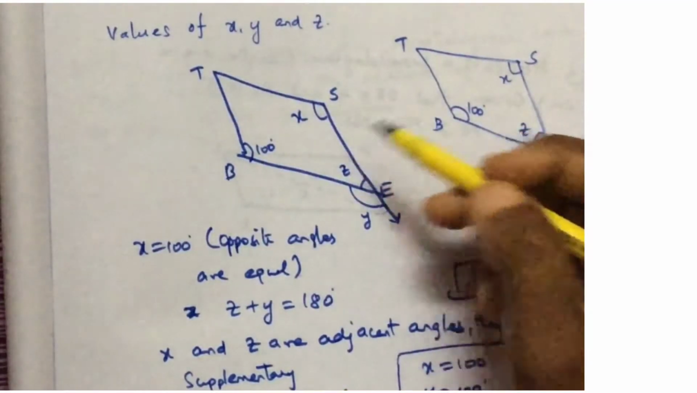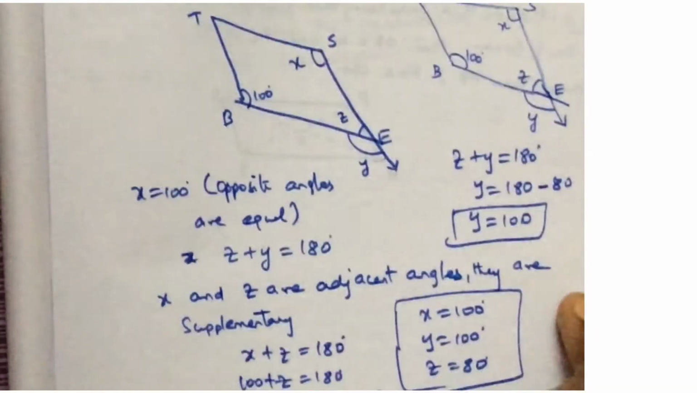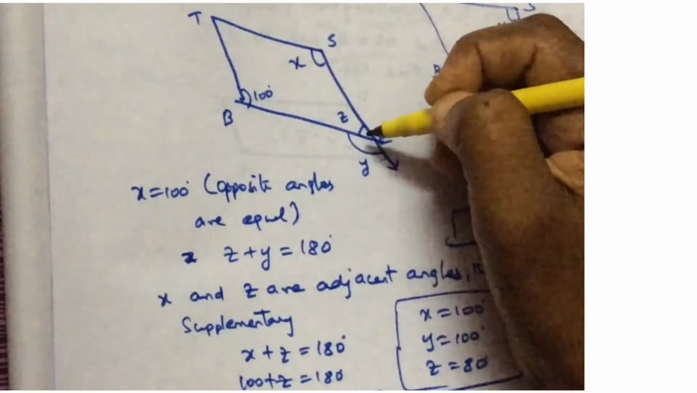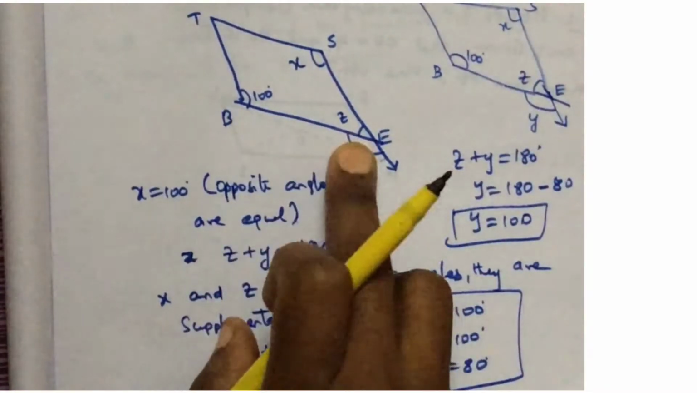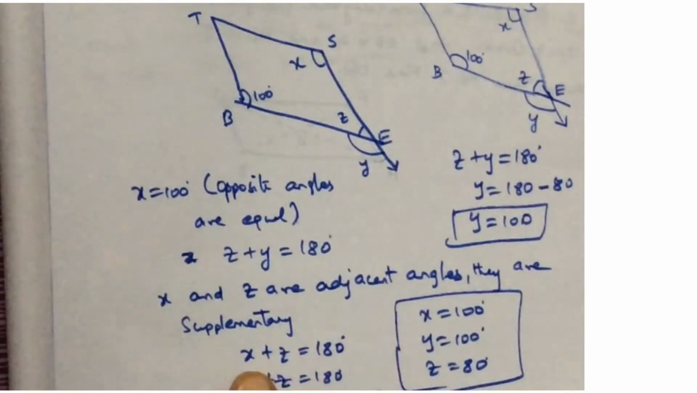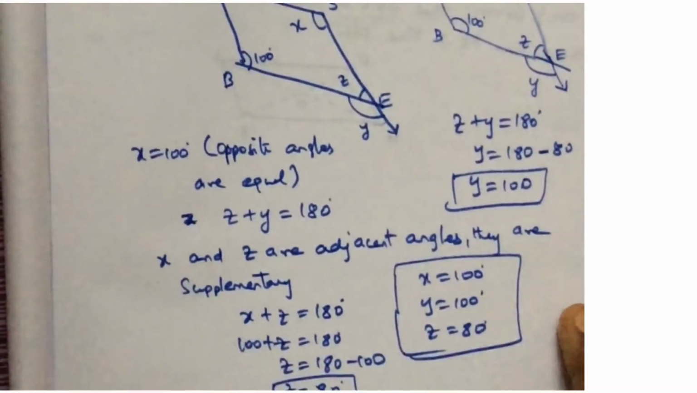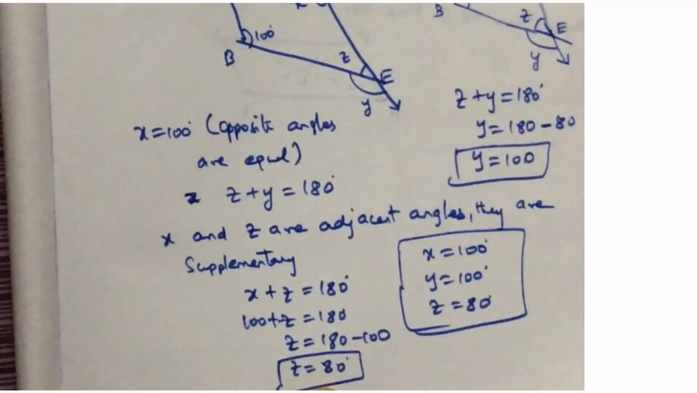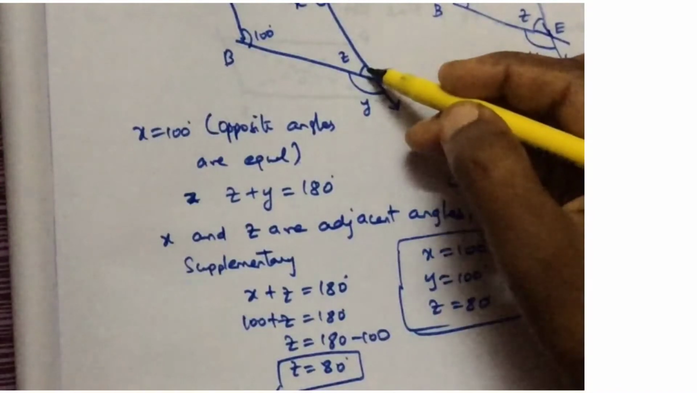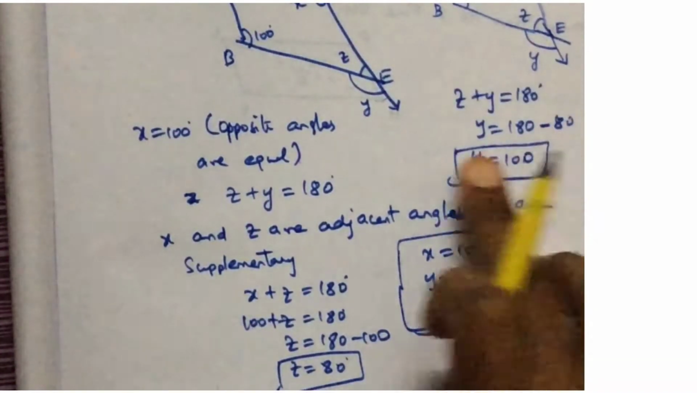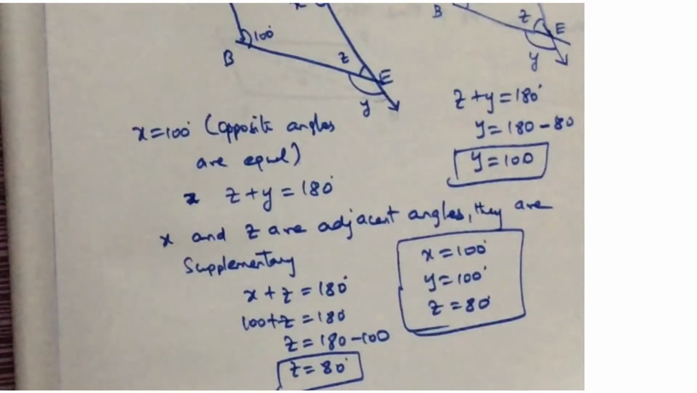Another clue is that adjacent angles are supplementary, which means x and z are adjacent angles. Either 100 and z or x and z, both are adjacent angles, which means when you add together they should give 180 degrees. So x plus z is 180. You know x, from that you can find z. Then if you know z, z plus y together gives 180. From that you can find y.